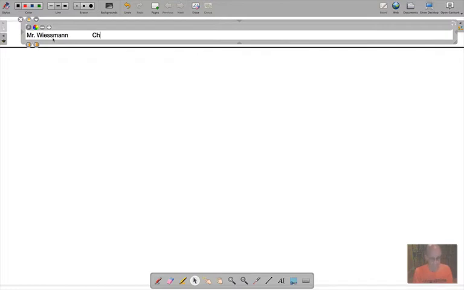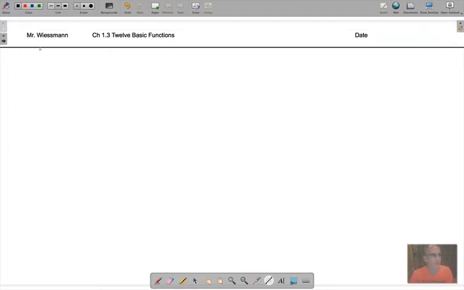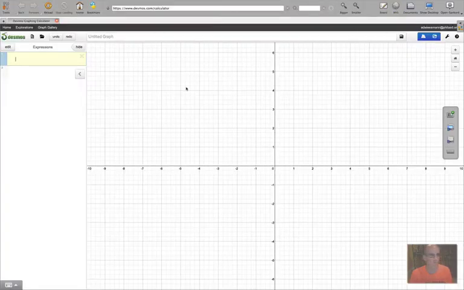And today we are working on Chapter 1.3, the Basic Functions. Actually, the 12 Basic Functions. And we're just going to go over what the 12 basic functions are and what they look like, and maybe ask a question or two regarding them. But the main thing that you should get out of this section is just what are the 12 basic functions.